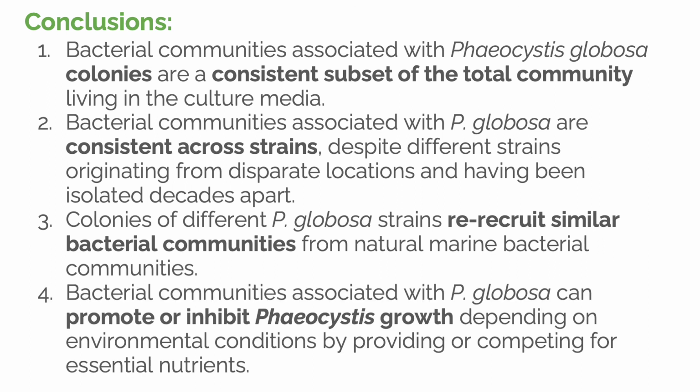And then finally, these bacterial communities, in addition to being consistent and reproducible, are also having an actual effect on Phaeocystis growth. So they can either promote or inhibit Phaeocystis growth, depending on the environmental conditions. So they're either providing or competing for an essential nutrient. So I think that there's going to be a lot of follow-up to this work looking for the specific strains that are contributing these different functions, and I'm really excited to keep working on this project.